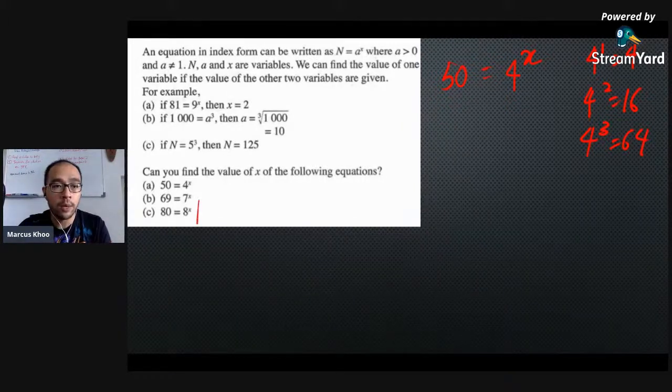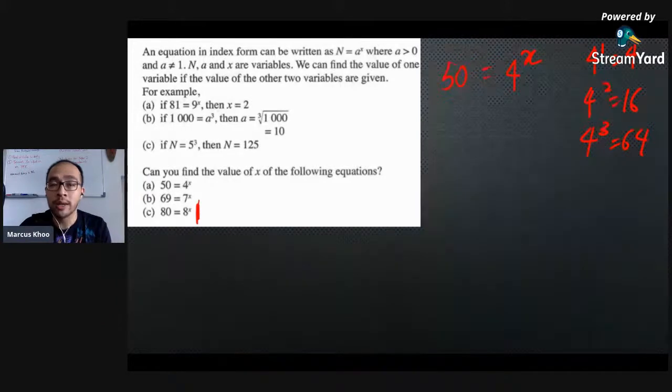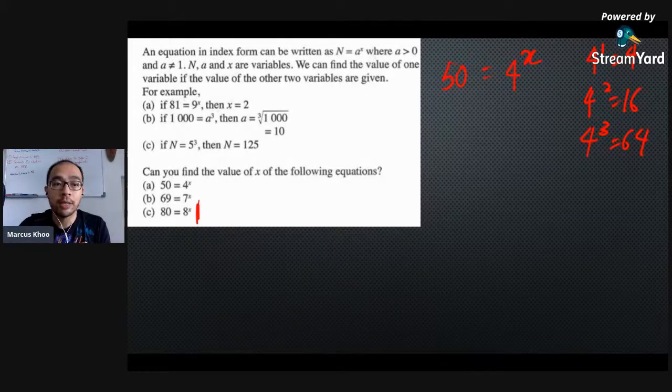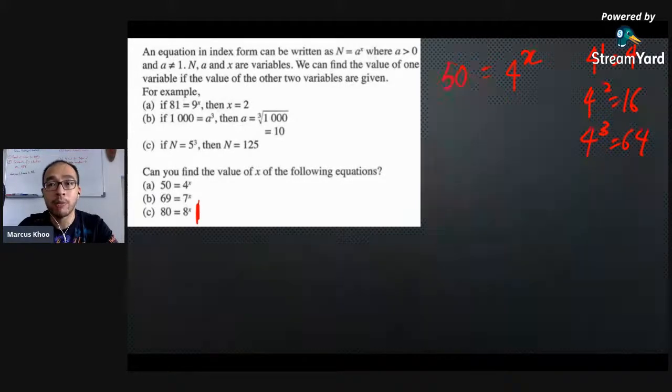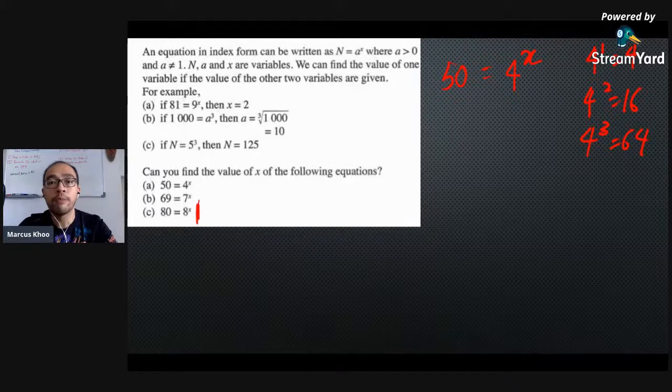Same with these two: 69 equals 7 to the power of x, 80 equals 8 to the power of x, or even to the power of y. How do we find out what this power number is? That's why we have this thing called logarithms, so that logarithms can help us to find what this power is. And definitely this power is not a round number like 1, 2, 3. It is a decimal number.